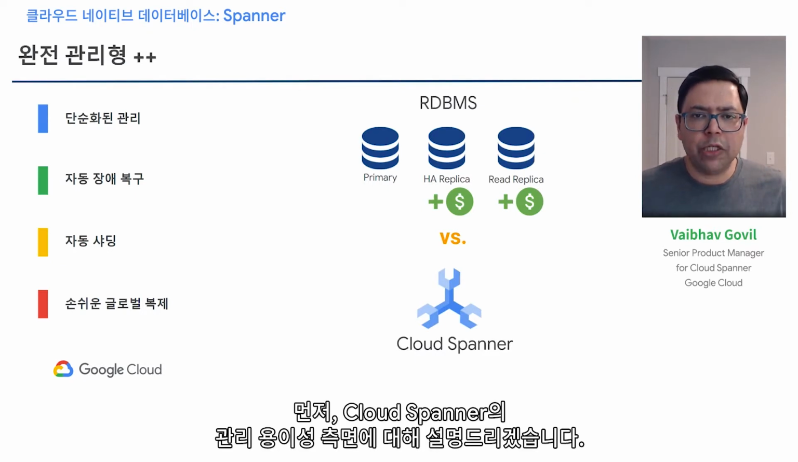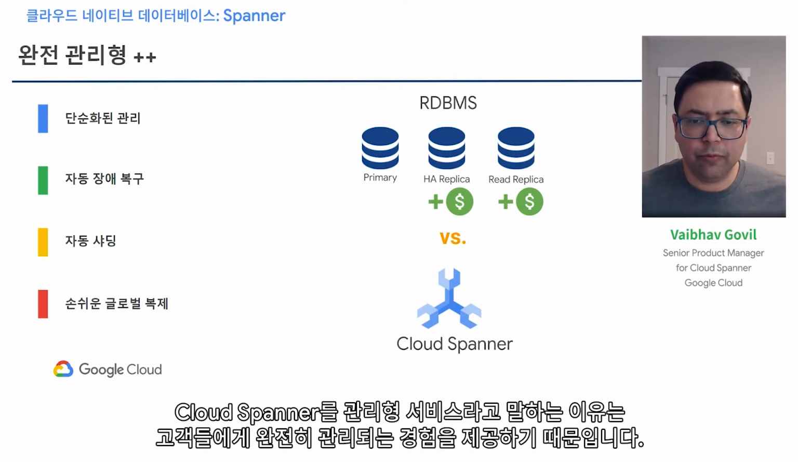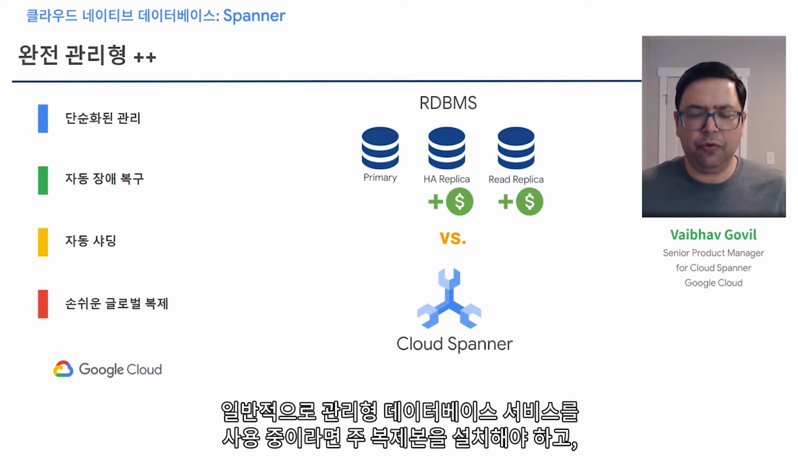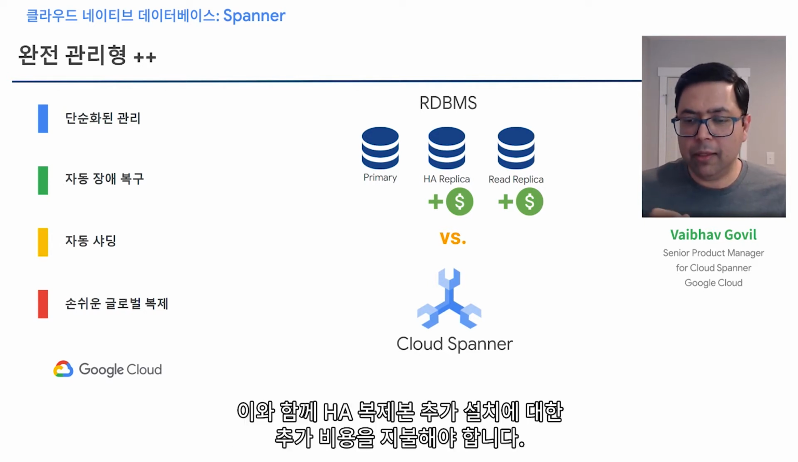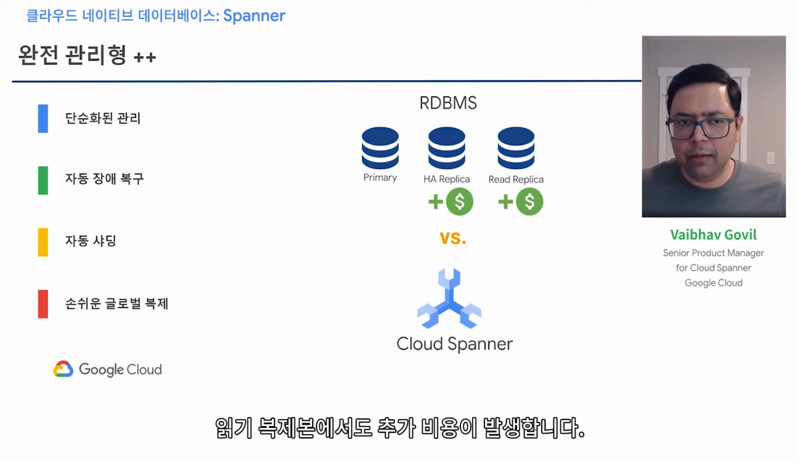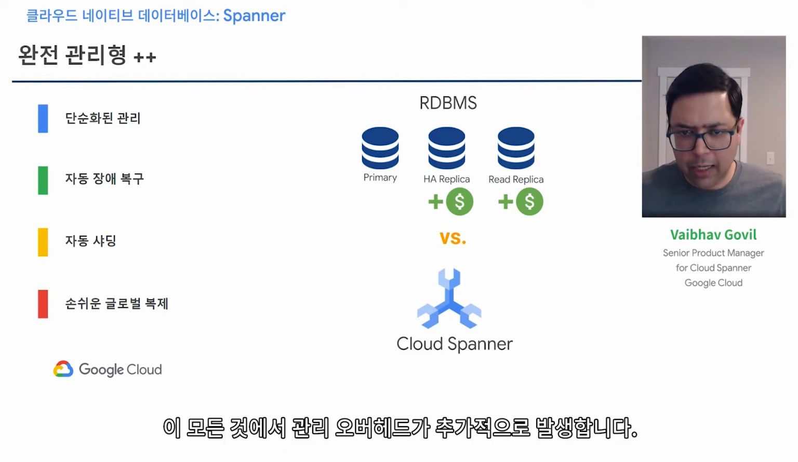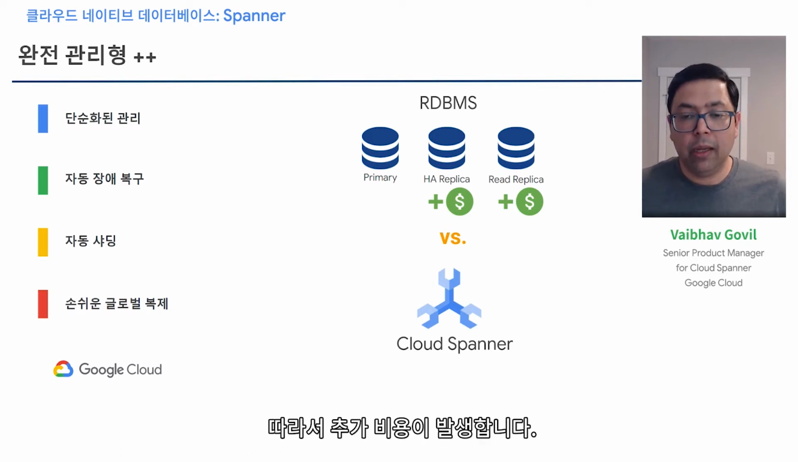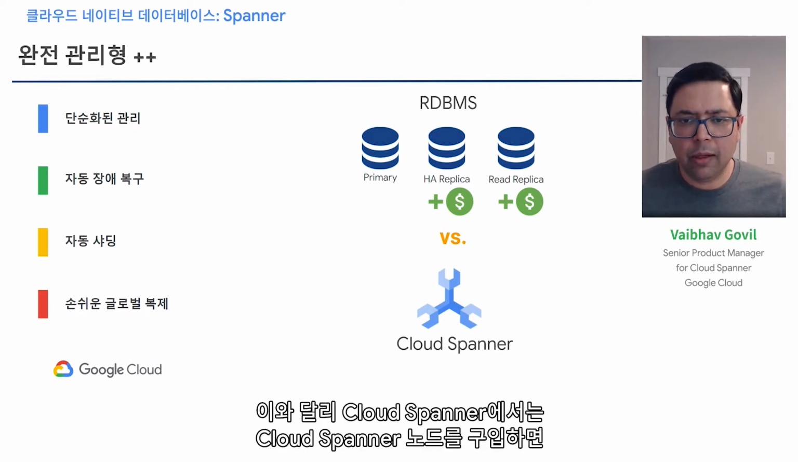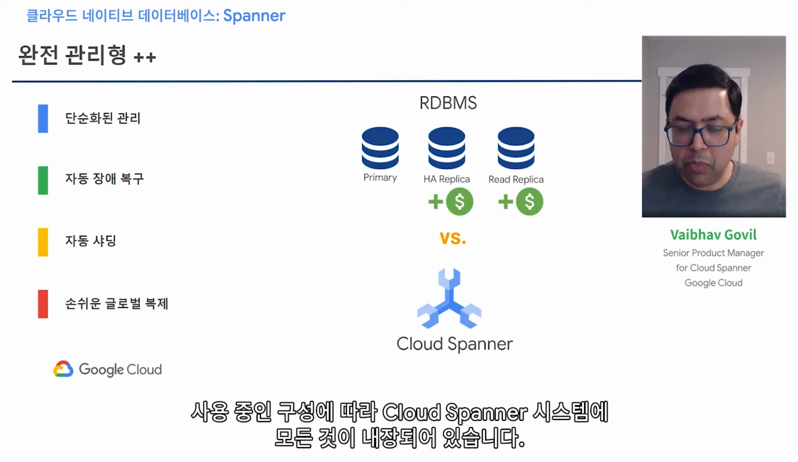So let's talk about the manageability aspects of Spanner first. When we say Spanner is managed, we are saying it's a fully managed plus experience which we enable for our customers. Typically, if you are using a relational database service, you have to set up a primary replica, and then along with that, an HA replica, for which you have to pay extra dollars and do extra setup, and then additional money for a read replica. All that costs you extra management overhead and extra money. Versus in Cloud Spanner, you buy a Spanner node, and you get all of that built into the Spanner system, depending on the configuration which you are using.